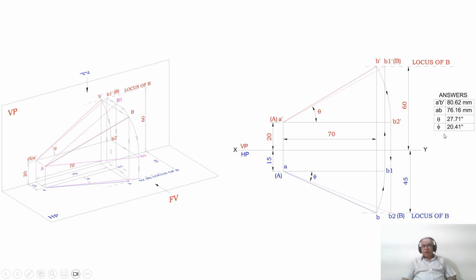So this is how you will be able to analyze and solve the problem manually, and we are able to also measure the answers, that is the apparent length and also the true inclination with respect to both HP and VP. So this is how you will be able to solve the problem.